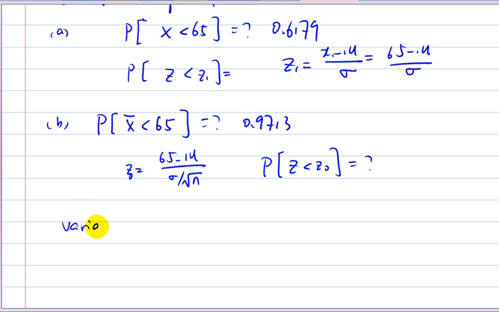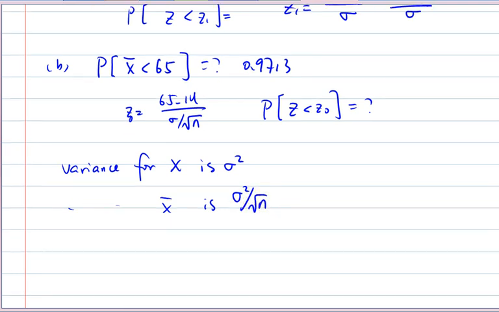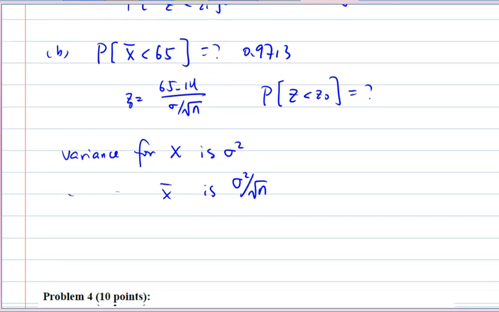Variance for capital X is sigma squared, and variance for x bar is sigma squared over n. So apparently the variance for the sample mean is much smaller than the variance of the population, and this is why the second probability, given the same number, has a much higher value than the first one.